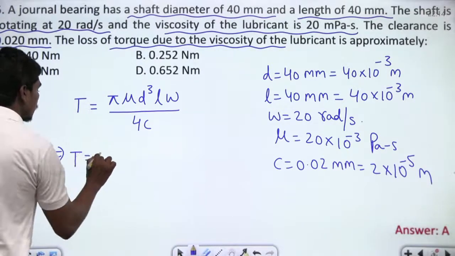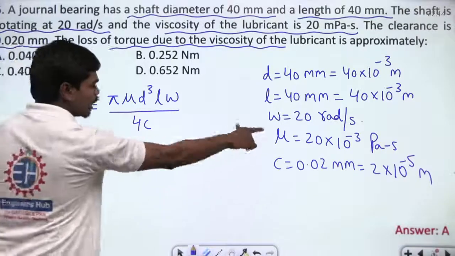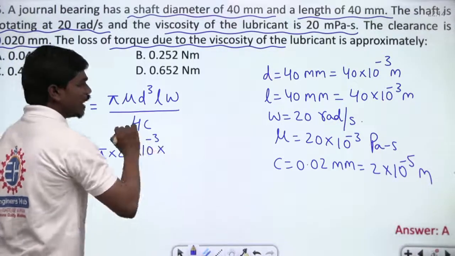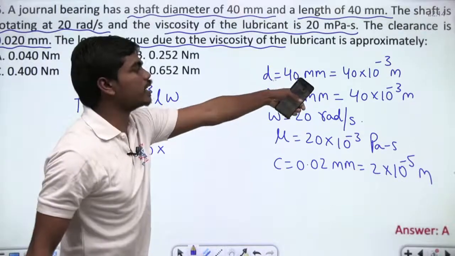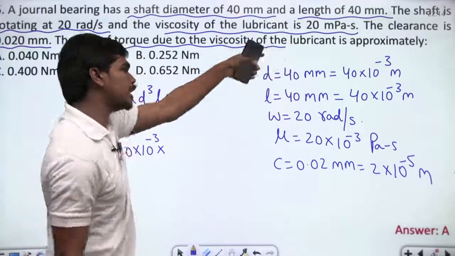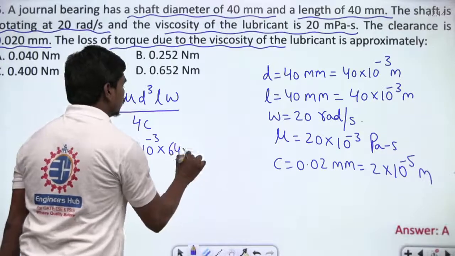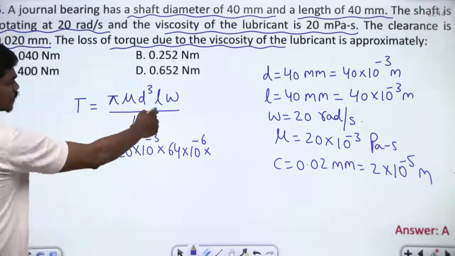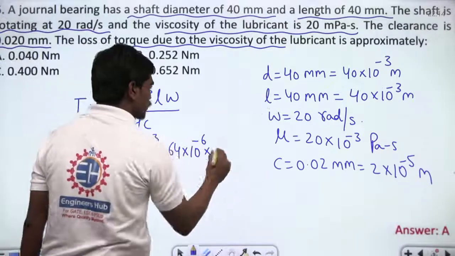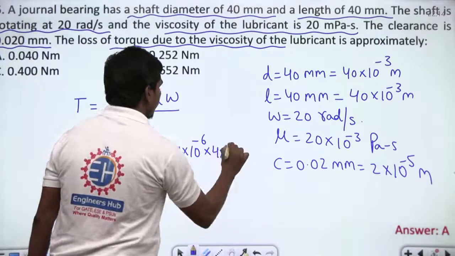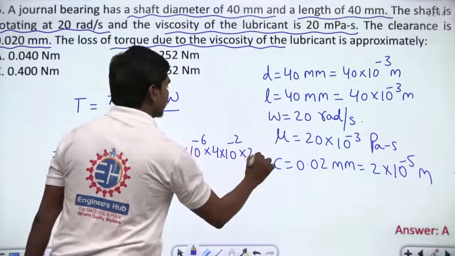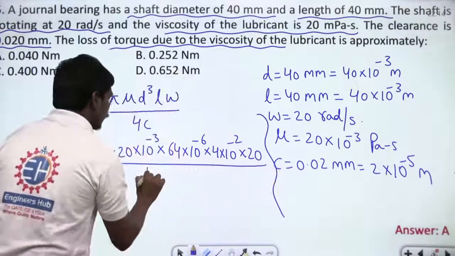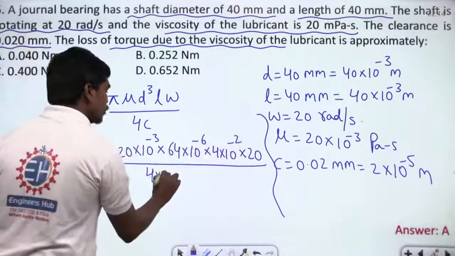T is equal to pi times mu. What is the value of mu? 20 into 10 to the power minus 3, into d cube. What is the value of d cube? d is 4 into 10 to the power minus 2, so 4 cube into 10 to the power minus 6, which is 64 into 10 to the power minus 6 meter cube. Length L is again 4 into 10 to the power minus 2, into omega, which is 20, divided by 4 times the clearance. What is the clearance? 2 into 10 to the power minus 5.